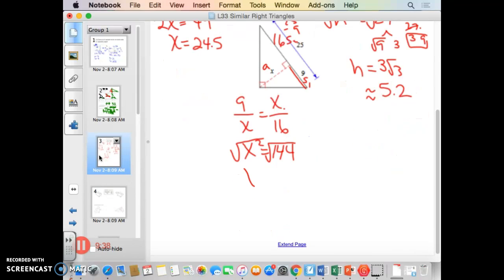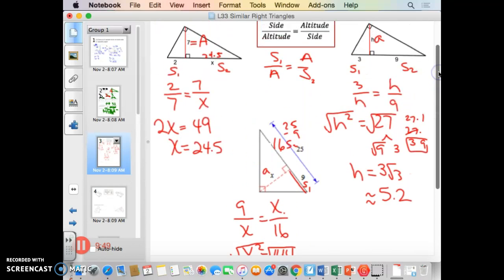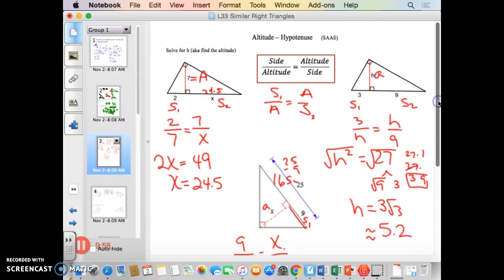So I can just simply say that x equals 12. Okay, remember that. Remember, this is when an altitude is either given or marked. In this case, the altitude was marked with a variable, and that's what I'm looking for. Or, if you're given the altitude, you may use SAAS. You must have an altitude to use this.